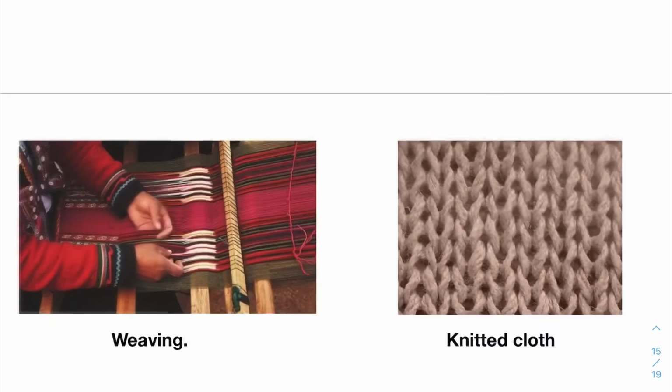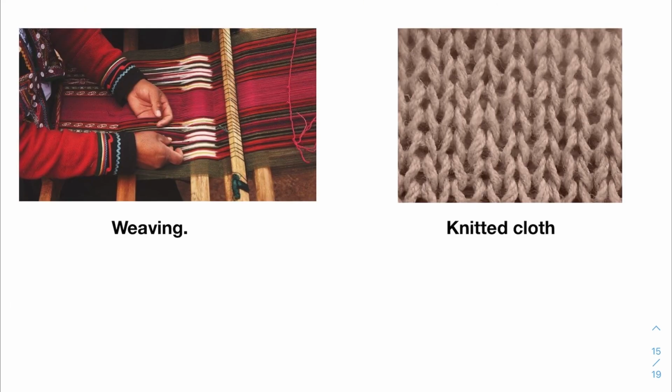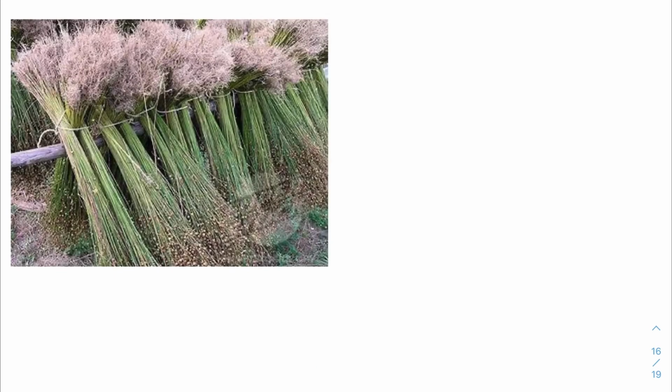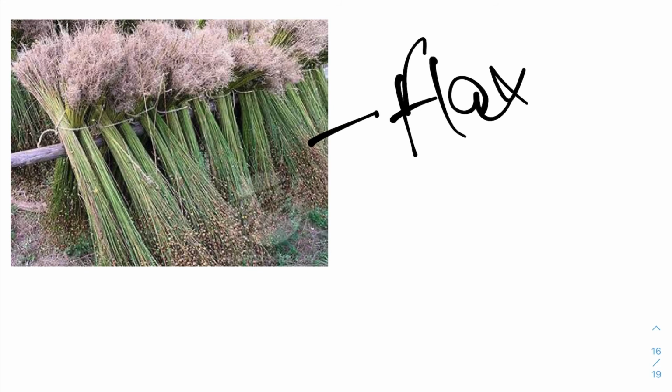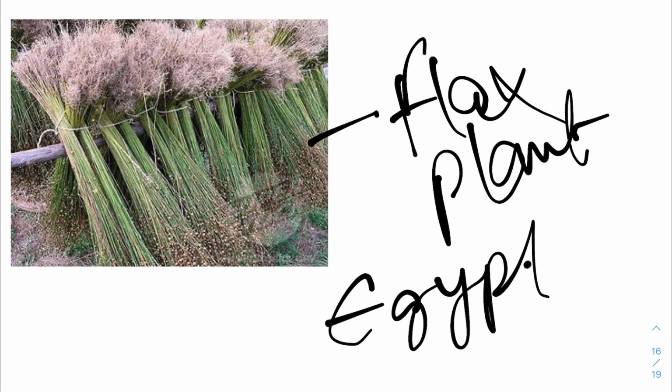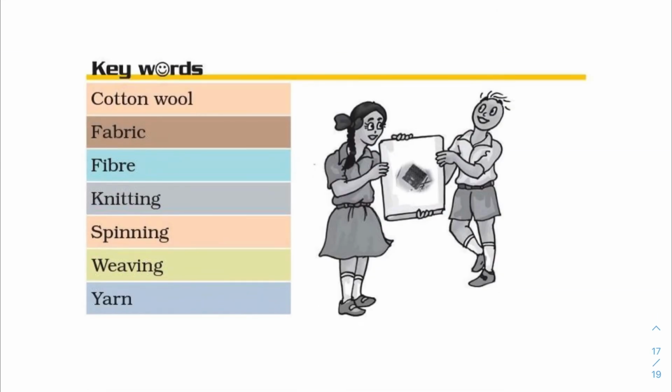Knitting is done by hand and also with machines. Weaving and knitting are used for making different kinds of fabrics. This is a plant called flax, which was used in ancient Egypt with cotton for making any kind of cloth that at that time was prevalent.